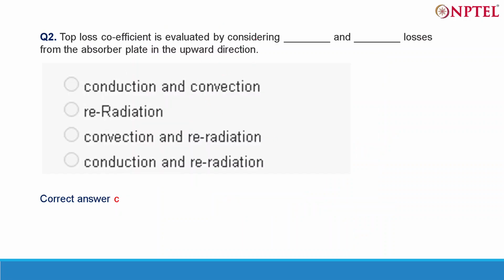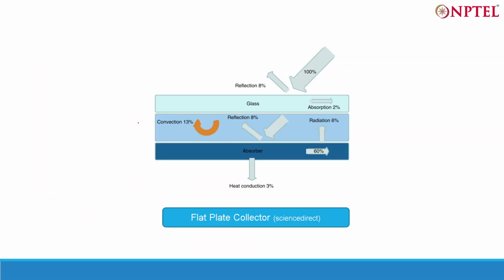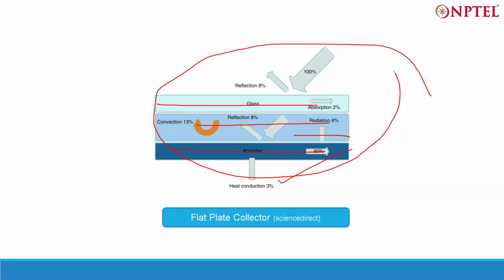Top loss coefficient is evaluated by considering dash and dash. We consider this top loss coefficient, which is basically convection and re-radiation. So this is the correct answer. This is the glass cover, this is the absorber, and this is where the conduction and radiation take place. It basically shows the distribution of heat.